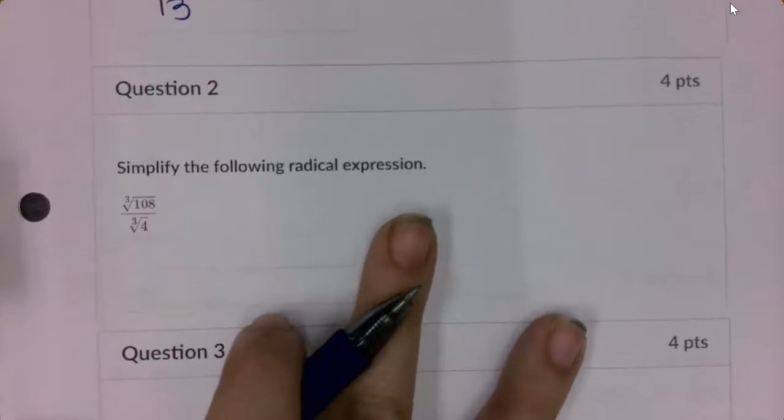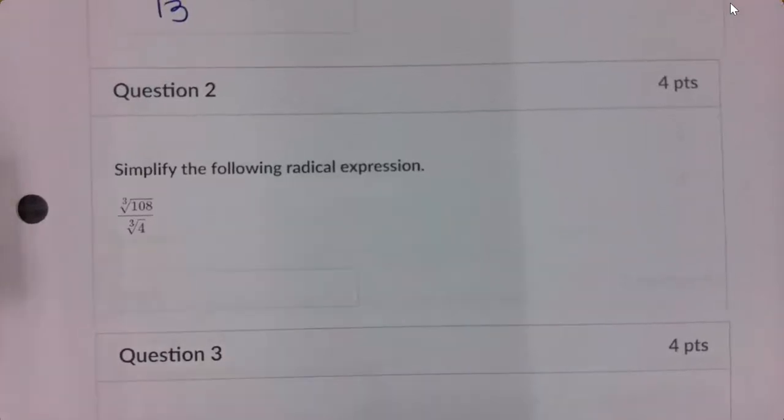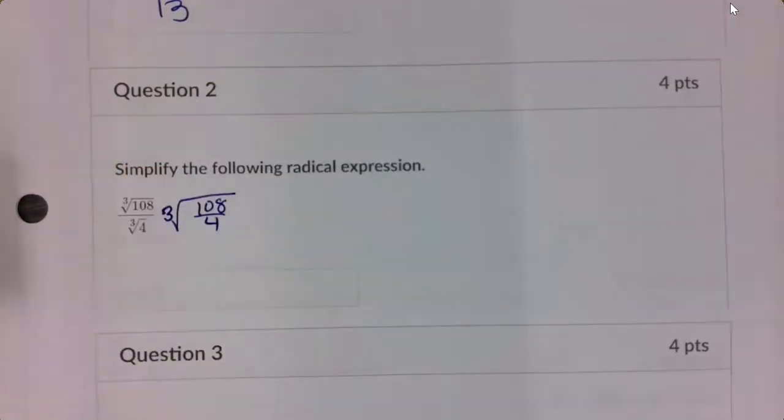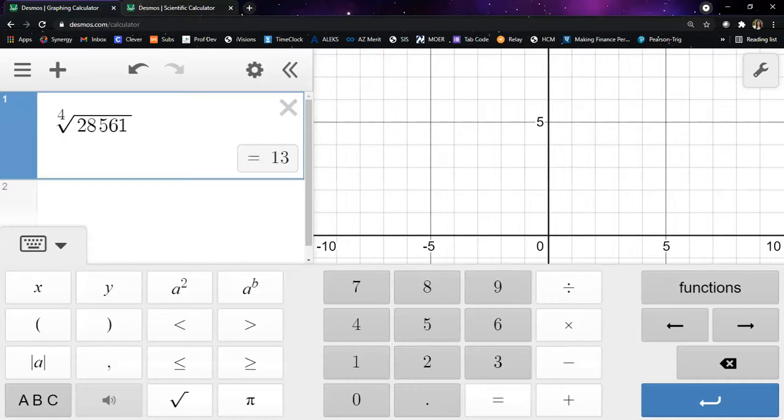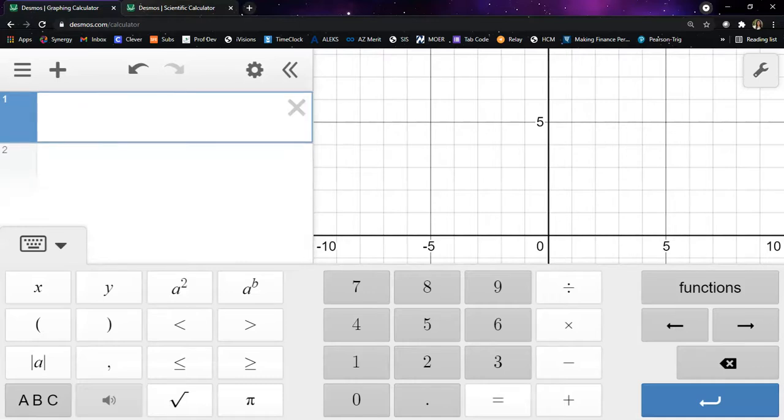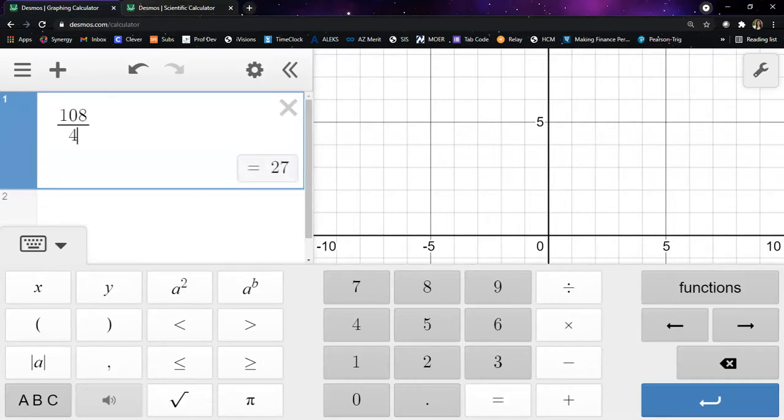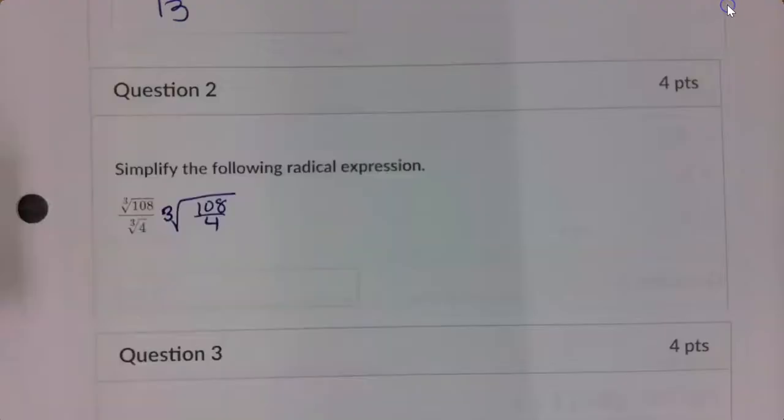Question 2 wants me to simplify the following radical expression. What I want to do is first see if this 4 will divide out. So I'm going to rewrite it as one big fraction. I'm going to have 108 divided by 4. Then I'm going to go back to Desmos and see if 108 is nicely divided by 4, which gives me 27. So I'm going to go back to my paper.